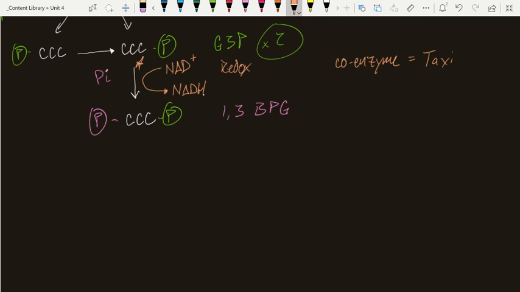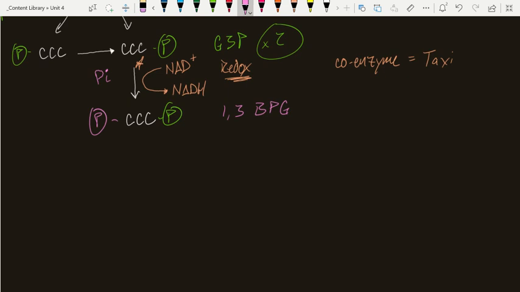NADH. The difference between NAD plus and NADH? NADH is a taxi with electrons loaded on the inside of it, whereas NAD plus is an empty vacant taxi. This is a super important energy step because those electrons are high potential energy electrons that we can use to do work later in the metabolic process.